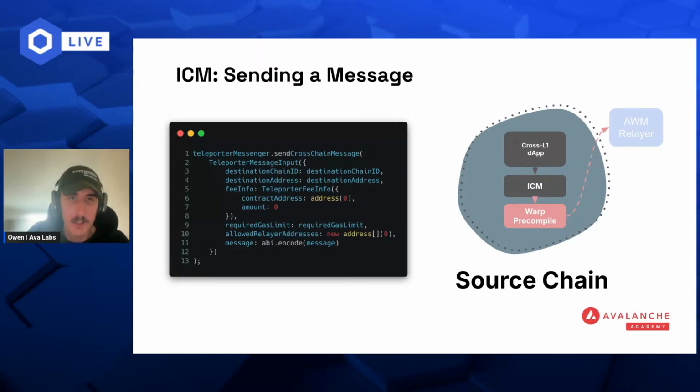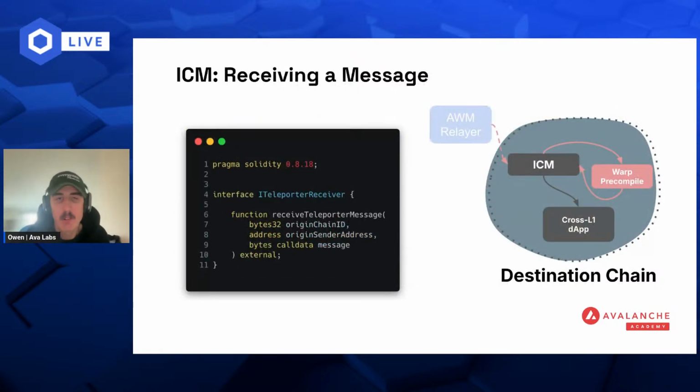So you see a little code snippet here on the left where it's literally just a Solidity interface that says send cross-chain message. You put some inputs of the chain ID, the address that you're sending it to, a gas amount, and the message. And that's it. That's all you have to do. And then underneath the hood, this would be your application, your cross L1 dApp. It talks to the Avalanche Interchain Messenger, and then that will talk to the Warp precompile, which is part of Subnet EVM, and then that will get pushed over to the other side.